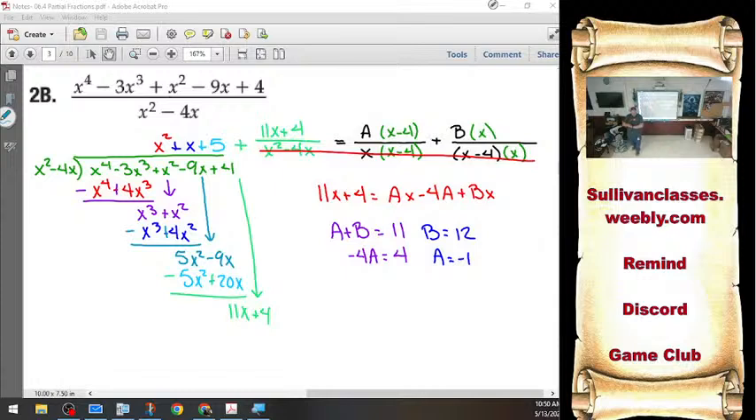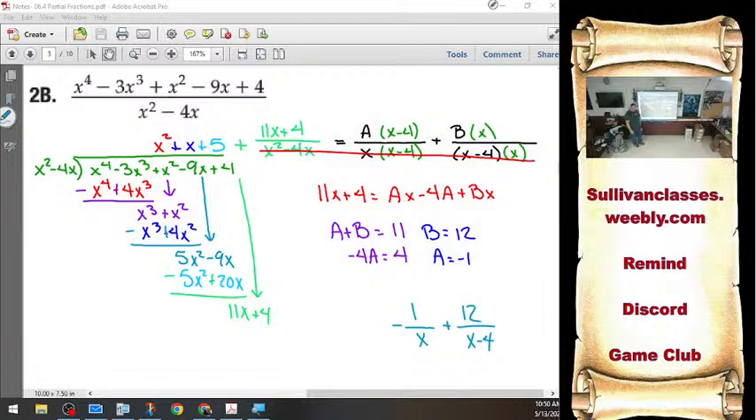Good? Like, it looked big and scary at the beginning, but after you divide it, it's just the same stuff. Okay. So I've got a is -1, so minus 1 over x. B is 12, so plus 12 over x minus 4.